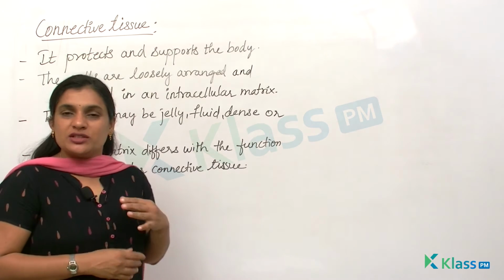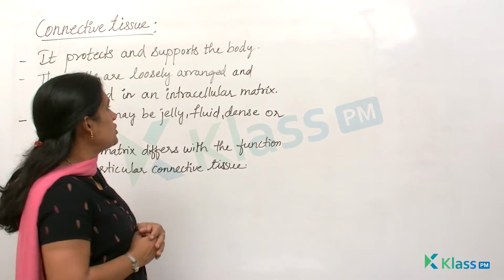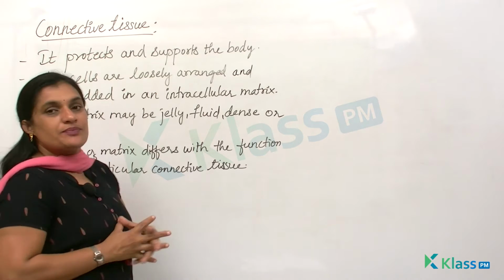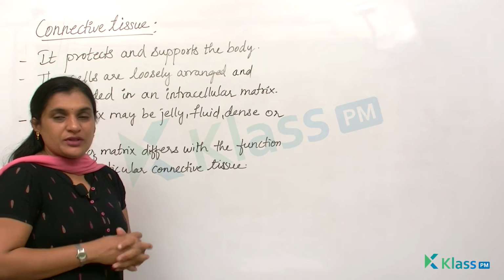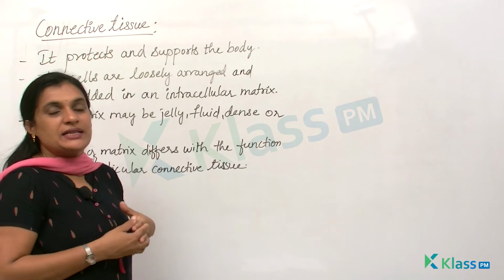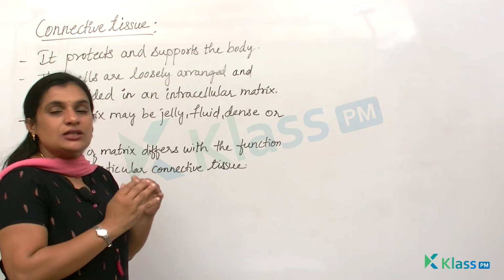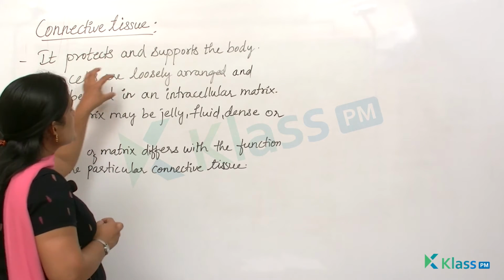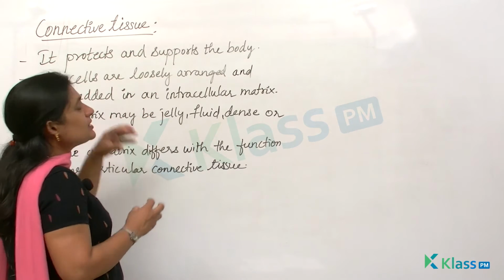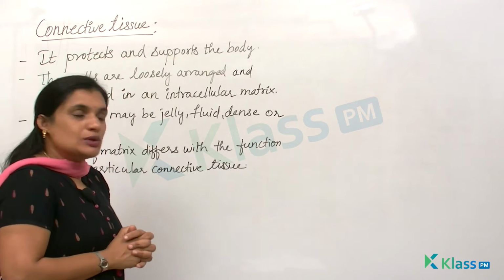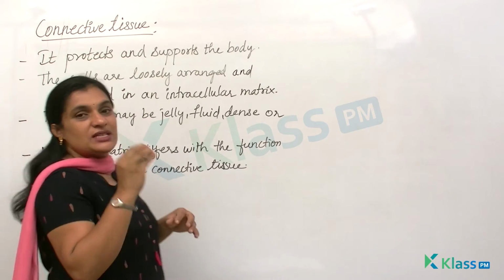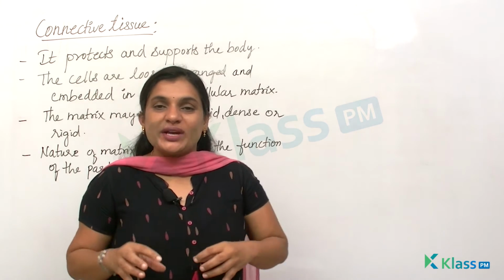So let us see what the general functions of this connective tissue are. The first main function is that it supports and protects the body. It will provide support, and at the same time it will also protect the internal organs of the body. The cells of this tissue are loosely arranged, and you can see that these cells are embedded inside the matrix.